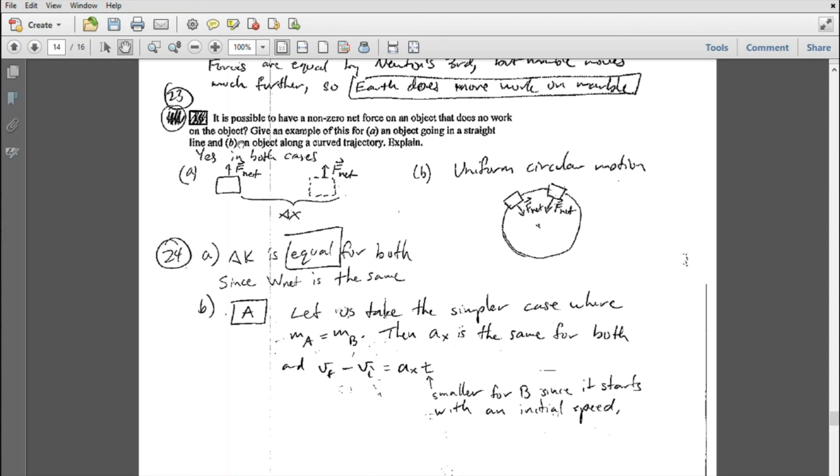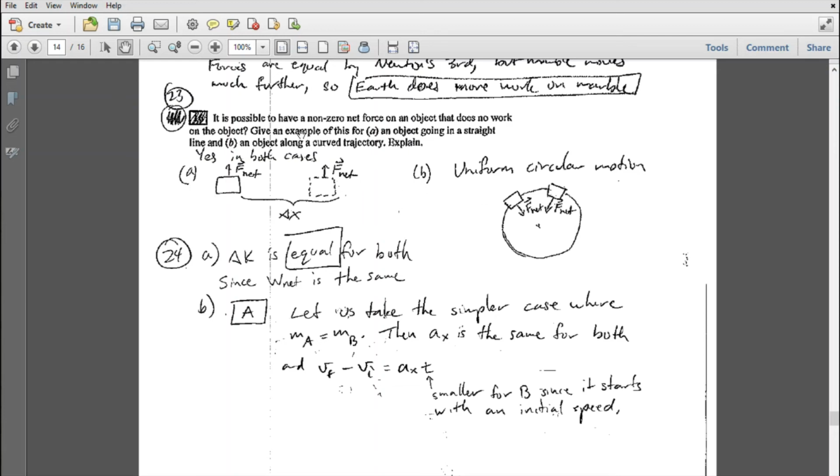Well, I guess what I'm explaining is a case of the object going along a curved trajectory. My example here is also if you have uniform circular motion, there's a net force that is non-zero. It's certainly not constant in those cases, but here's another non-zero net force acting as it goes around this arc, and its change in kinetic energy is 0, and therefore the net work is 0.